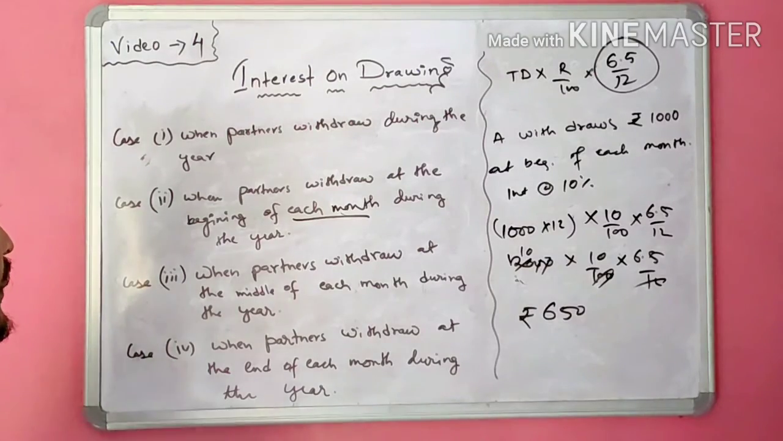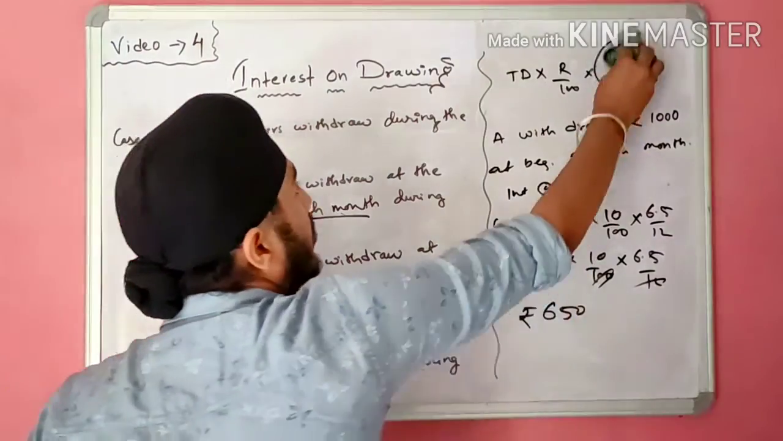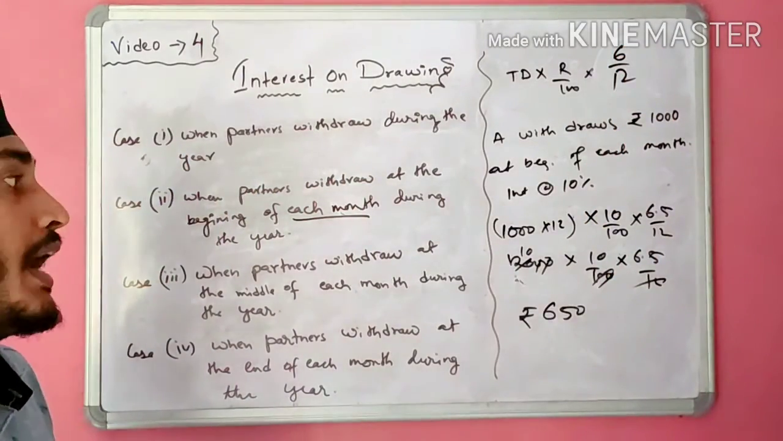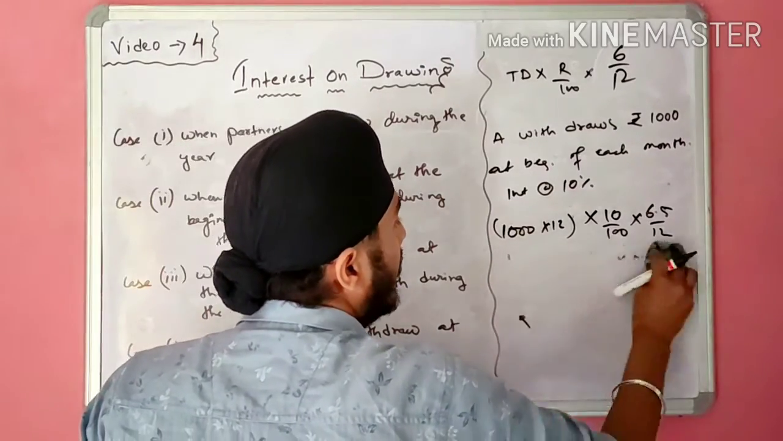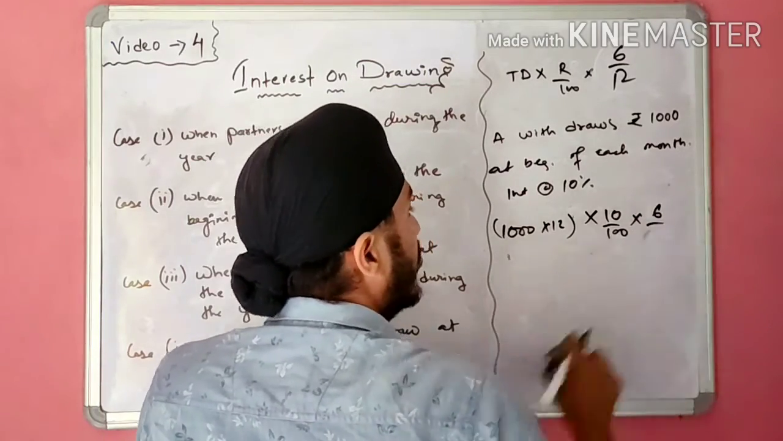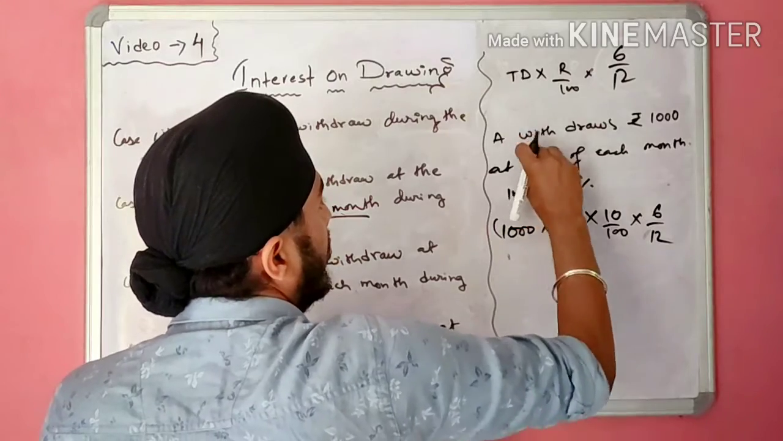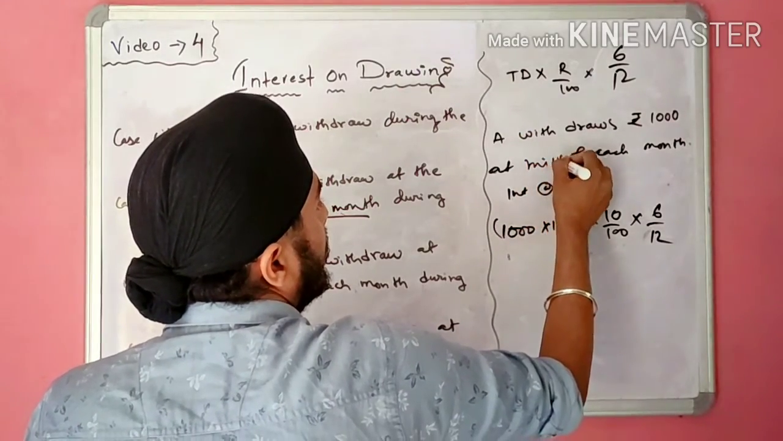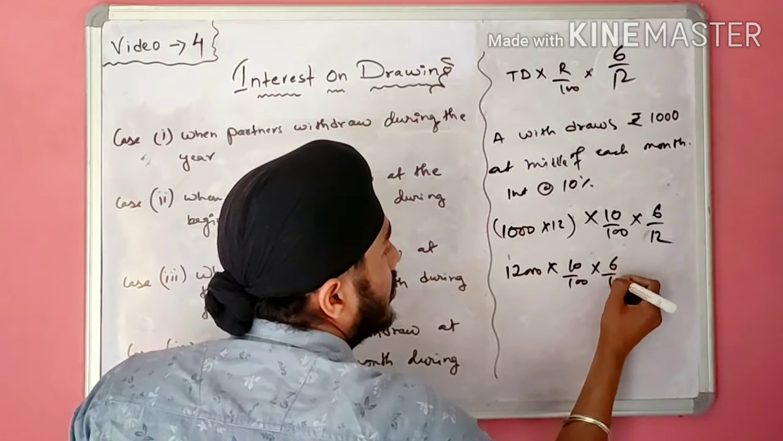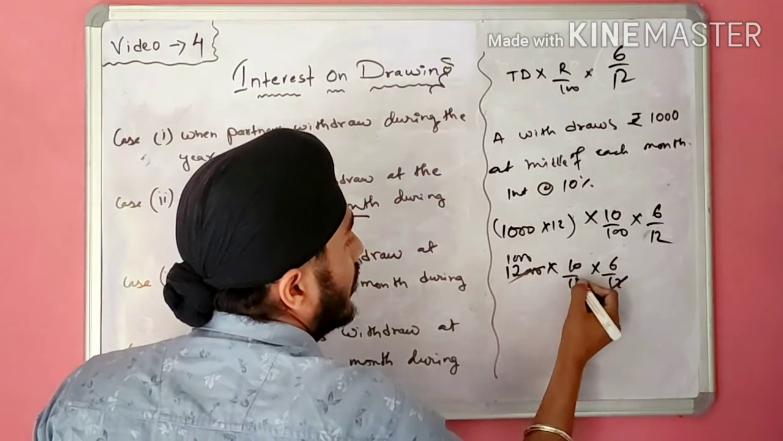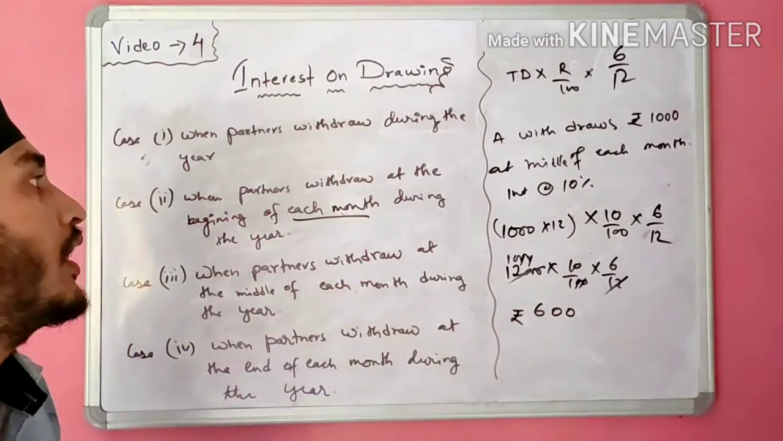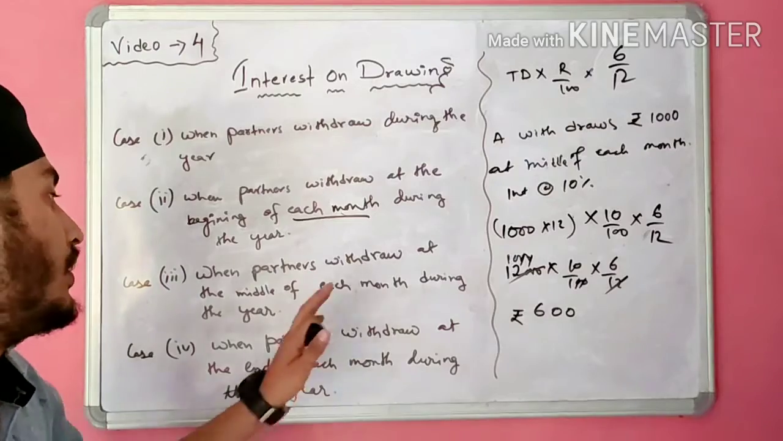Now let us see the third case, when partners withdraw at the middle of each month. When partners withdraw at the middle of each month, we will take the time period to be 6 by 12. Everything will be the same, only here the time period will be 6 by 12. So it will be 12,000 into 10 by 100 into 6 by 12. 0 0 cancelled. So it will be 600. So this will be the interest on drawing when partners withdraw at the middle of each month during the year.